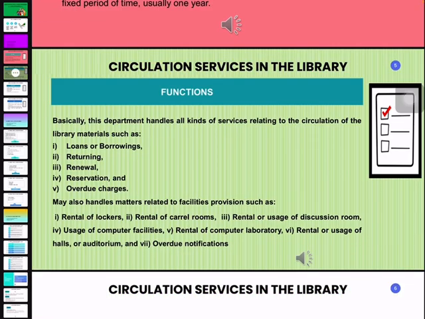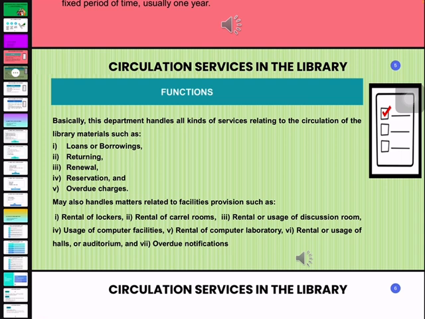So the function of circulation services, basically this department handles all kinds of services related to the circulation of the library materials, such as loans or borrowing, and then returning, renewal, maksudnya you dah pinjam tapi you rasa you nak panjangkan lagi tempoh pinjam tu, so you renew the books. And then reservation, you reserve books because the book that you want is being borrowed by another person, and overdue charge, a penalty when you borrow books more than the actual period.